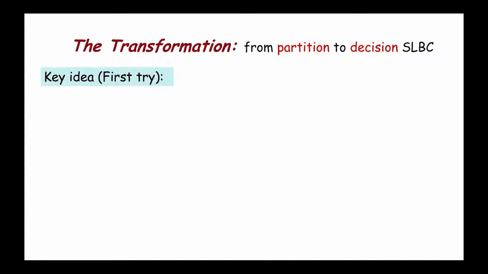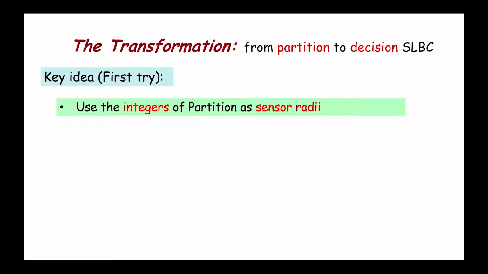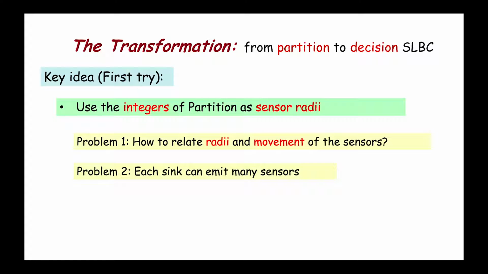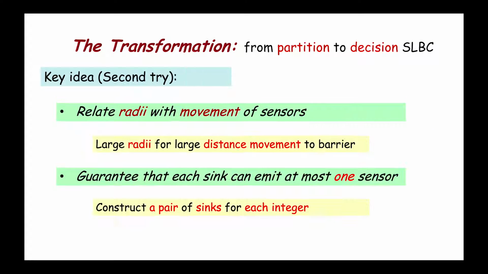A natural idea of the transformation is to use the integers of partition as sensor radii. But there are problems. First, how to relate radii and movement of the sensors. As you see, we can only set the bound for total movement. Second, each sink can emit many sensors, but an integer of partition has only one copy.